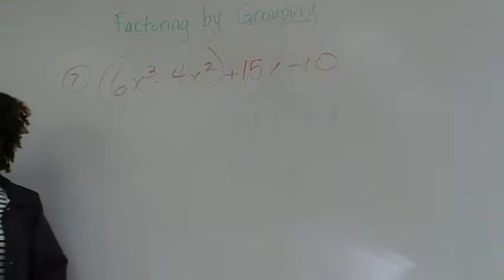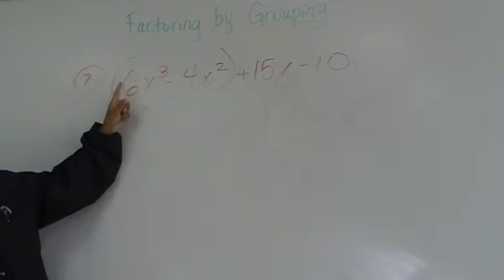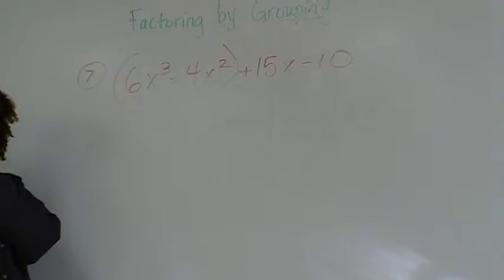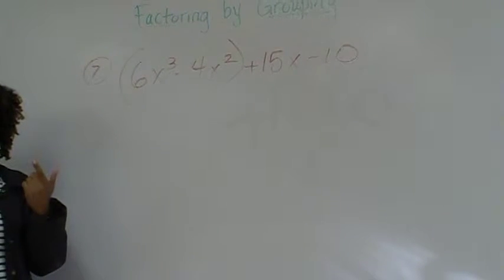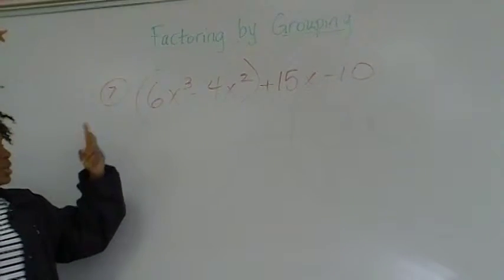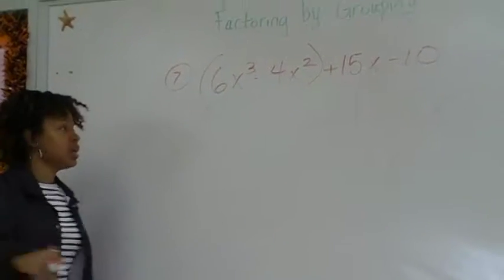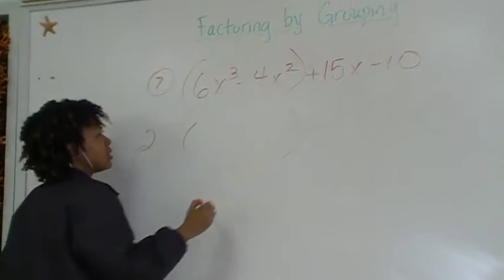I knew somebody was gonna say 4. 2 is the biggest number. 4 does not go into 6 evenly, right? If you do 6 divided by 4, are you gonna get a whole number? No. You're gonna get a decimal. It has to go in evenly. So 2 is the biggest number that will go into 6 and 4. Does that make sense? Yes. Okay. So you're going to put 2 outside the parentheses.